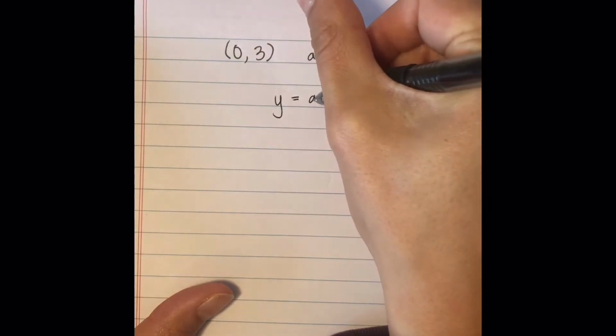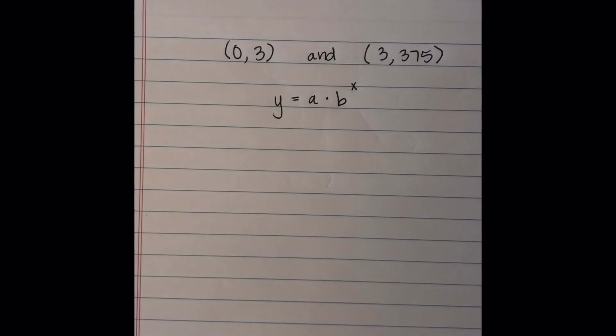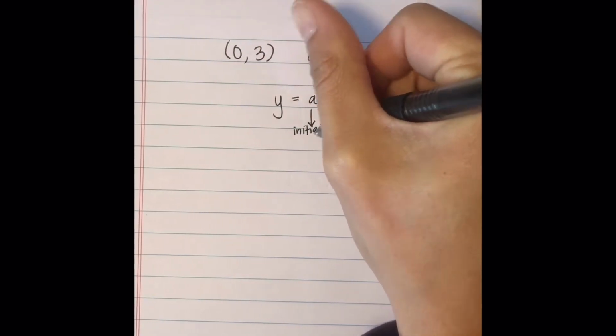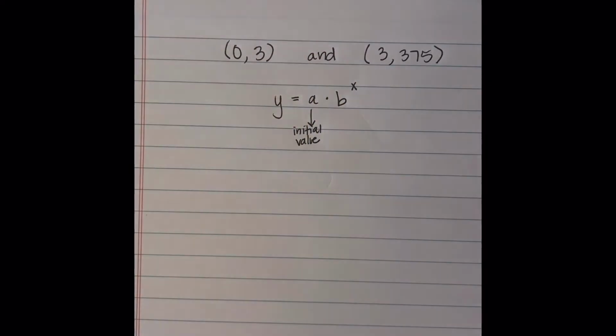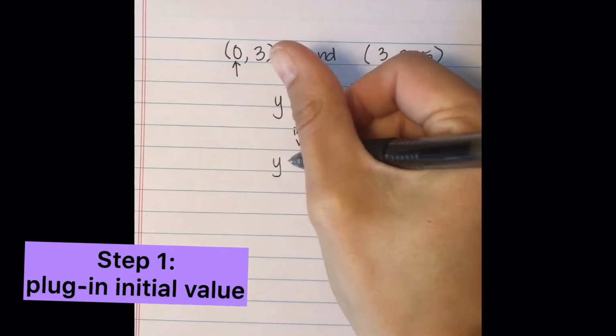All right, here we're given the points (0, 3) and (3, 375), and we're asked to write an exponential equation. I know that the formula is y equals a times b to the x. And so the goal using these 2 points would be to find a and to find b. If you remember, a is the initial value. So that means at time 0, that's our initial value. So for this problem, we automatically know that a is 3.